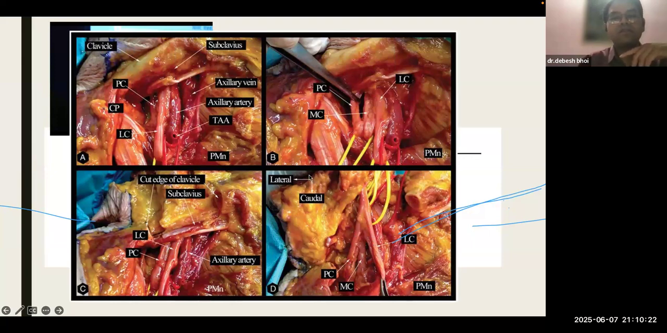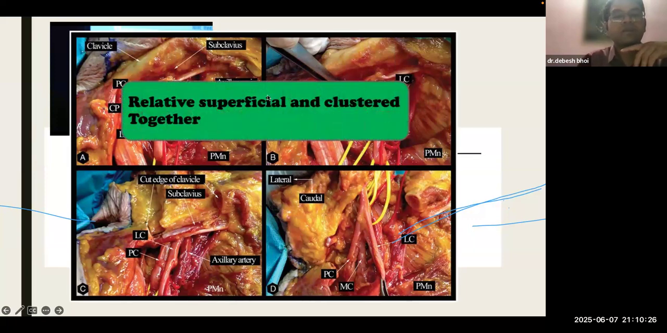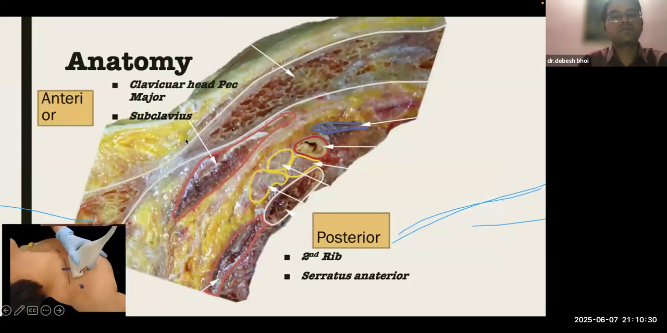In this case, all the cords have been dissected out. This is lateral to the artery. They are superficial and clustered together, so that you can identify all the cords just below the clavicle. In this case, the probe is placed just below the clavicle and aligned cranially. That means you are putting the ultrasound beam below the clavicle to see the subclavius muscle and identify the costoclavicular space.